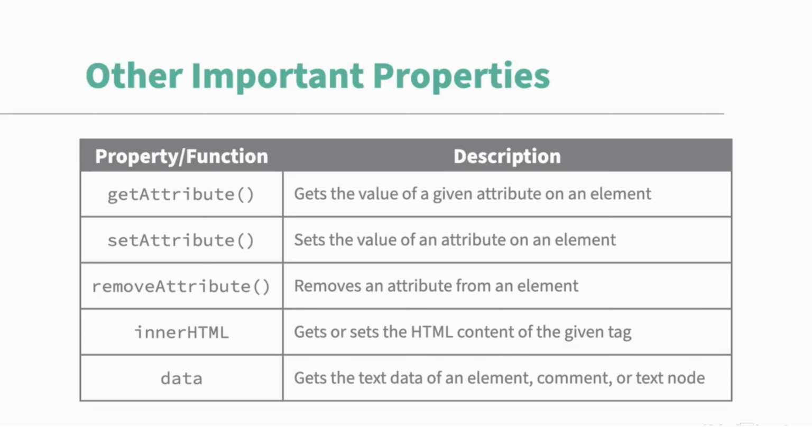And then finally, there's the data property, which gets the text data of an element, comment, or text node. So throughout the rest of this chapter, we're going to be exercising many of these functions to perform various operations on XML content and in our web pages. So feel free to refer back to this video if you need to, but I'll be explaining these functions as I use them throughout the rest of the chapter.